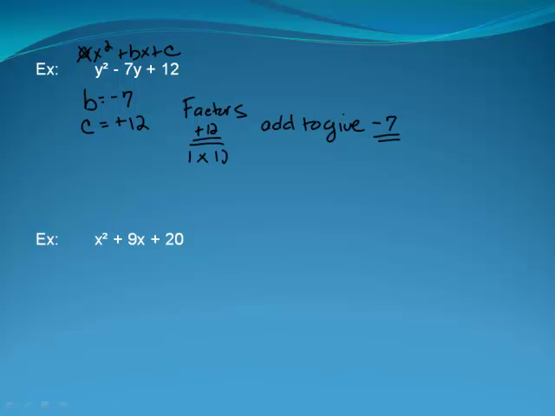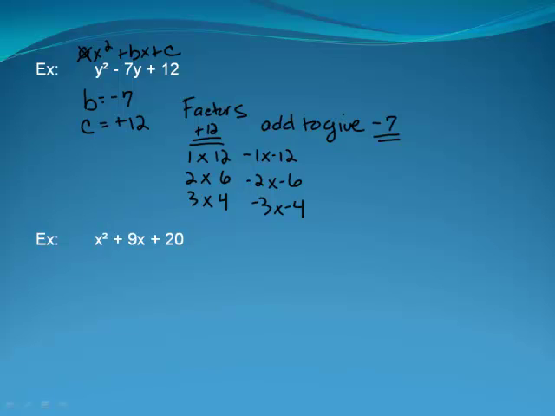One possibility would be positive 1 times positive 12, or positive 2 times positive 6, or positive 3 times positive 4. Now, those are all the double positive possibilities. We could also look at all the double negative possibilities. We've got negative 1 and negative 12, negative 2 and negative 6, and negative 3 and negative 4. All of those products give you a positive 12.